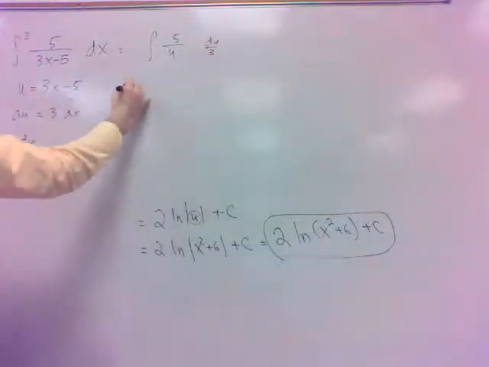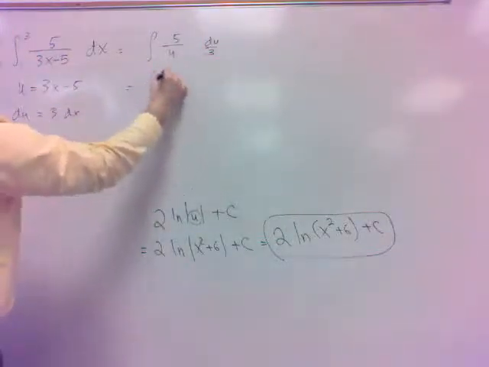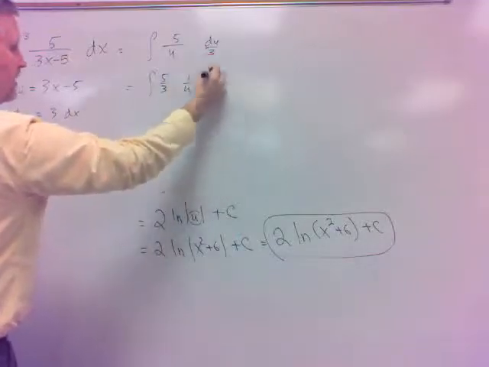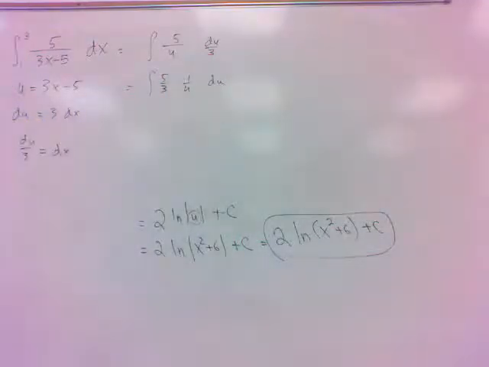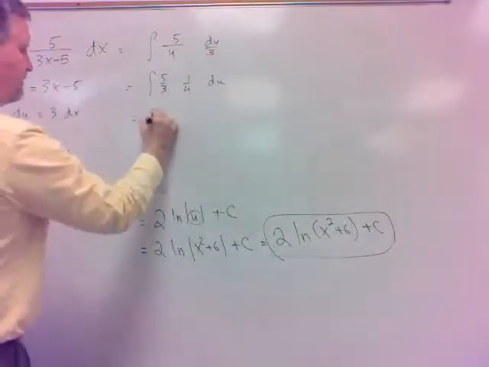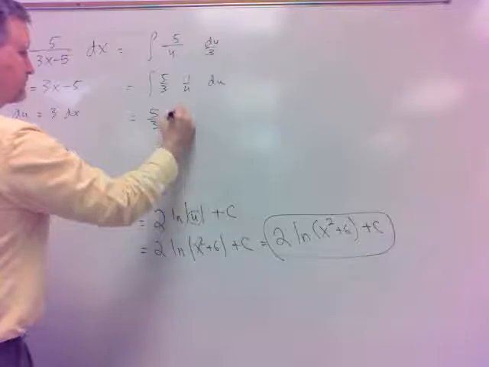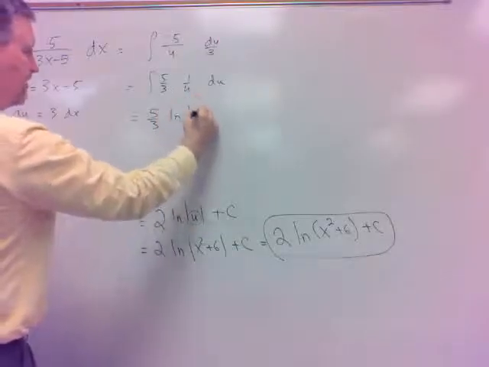Yeah, so again, the 5/3 is just kind of a constant, isn't it? Then you got your 1 over u du. Hey, that's, again, just a natural log, isn't it? So it's 5/3 the natural log of the absolute value of u.